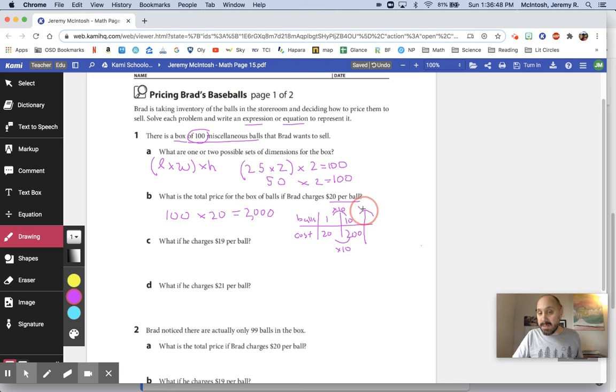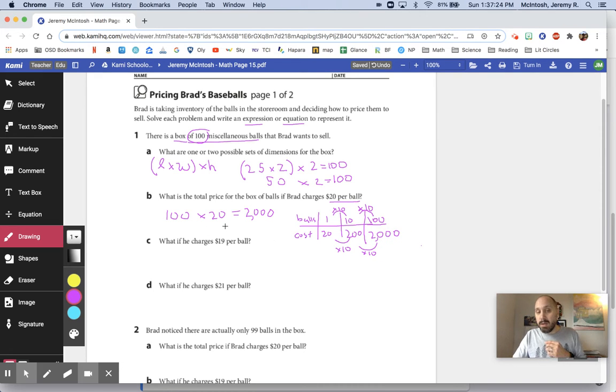I can get from 10 to 100 if I multiply this 10 by 10. So I'm going up by multiples of 10. 1 times 10 is 10. 10 times 10 is 100. Okay? So I'm going to do the same thing to the bottom and multiply the bottom by 10. So 10 times 10 is 100. 200 times 10 is, let's see, 2 times 1 is 2, and I have 1, 2, 3 zeros.